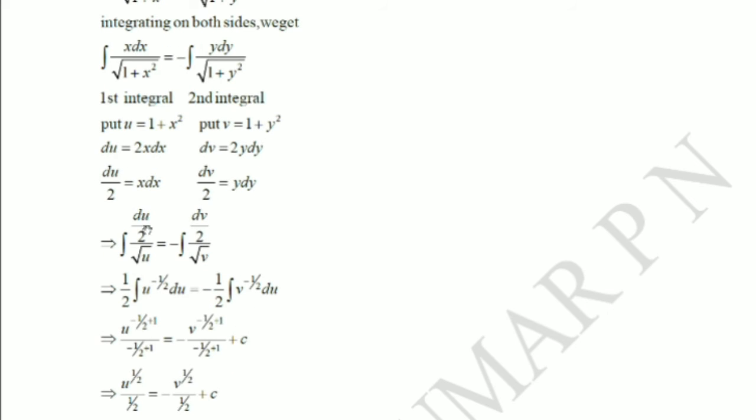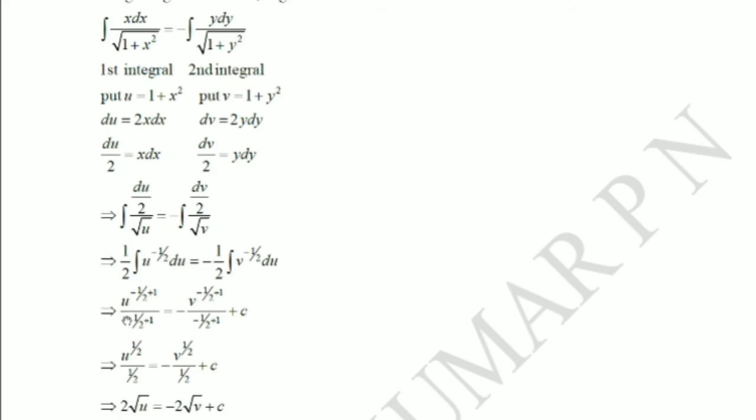Now here 1 by 2 is constant, so let me write that outside the integration. And we know that square root of u is nothing but u to the power of half. If you send that to the numerator, that becomes u to the power of minus half into du, is equal to minus. Here also 1 by 2 is constant and square root of v can be written as v to the power of half. If you send it to the numerator, that becomes v to the power of minus half into dv. This is not du, this is dv.